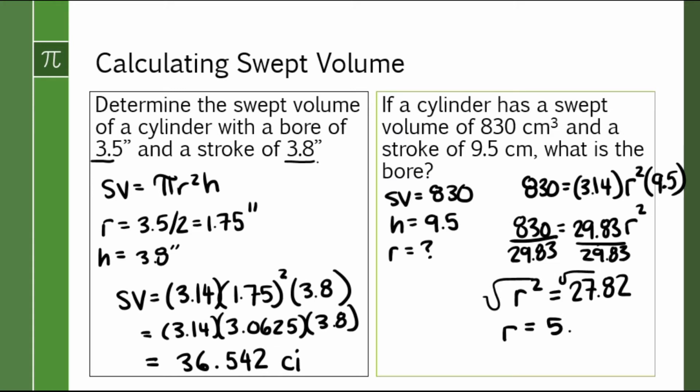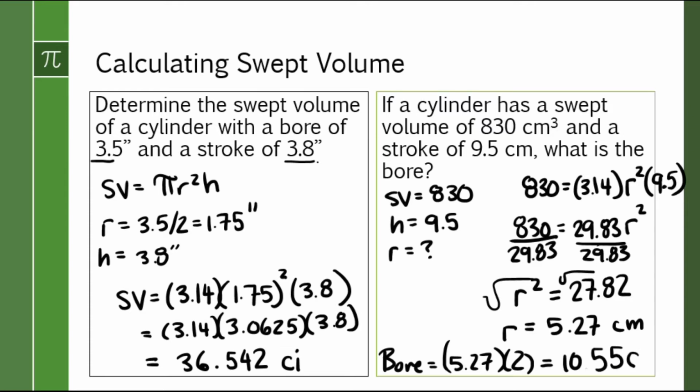R is about 5.27 centimeters. So what's the bore? You've got to double that to get the diameter. And we're going to get 10.55 centimeters. So going backwards.